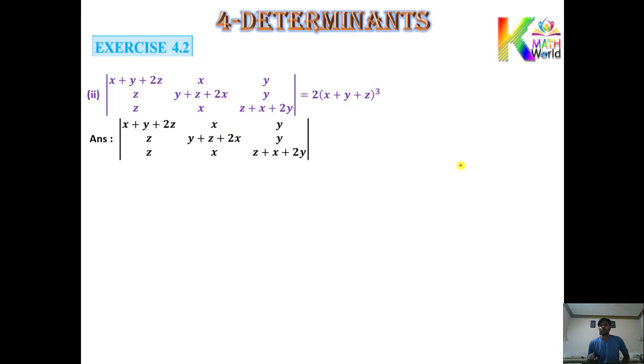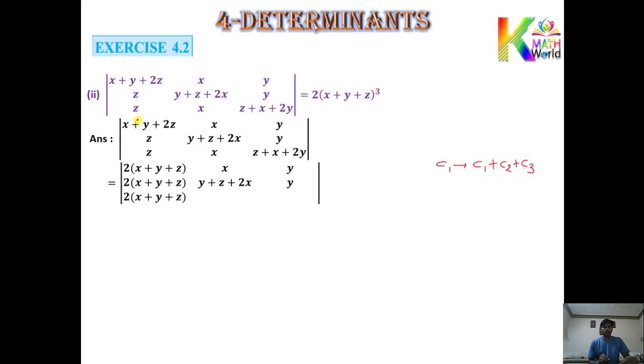It means you need to perform which operation? On C1, you need to perform the operation C1 plus C2 plus C3. So performing this operation, what do you get? See the next step. So this whole column and this whole column, both being added to the first column, you can see here it will occur 2x plus 2y plus 2z. It means you got 2 common and x plus y plus z.